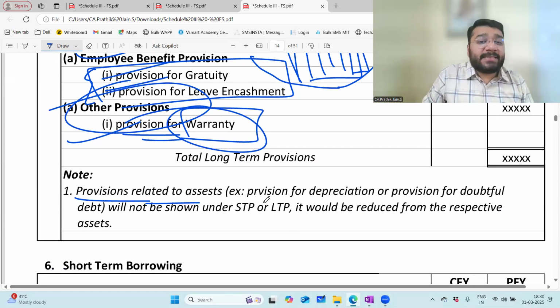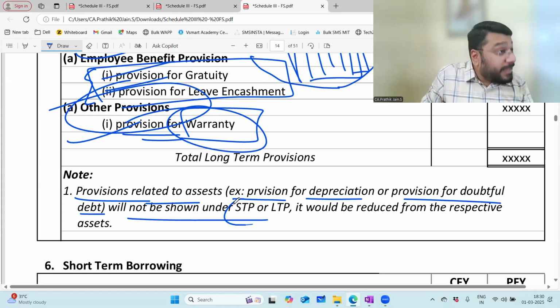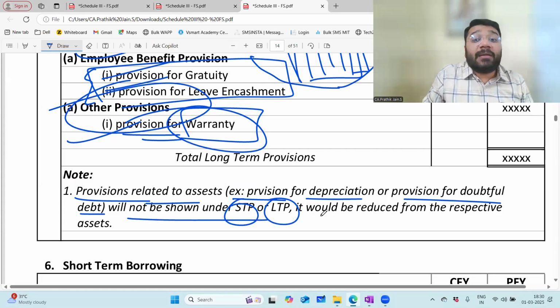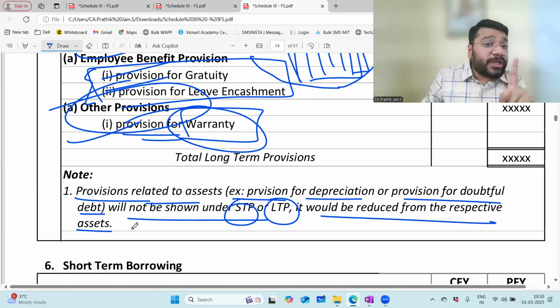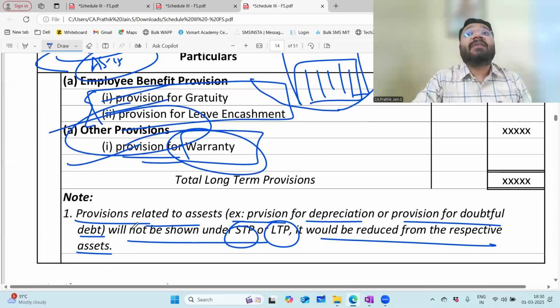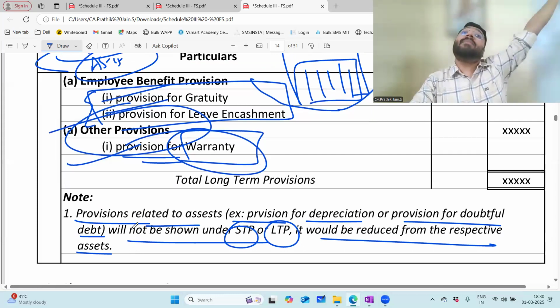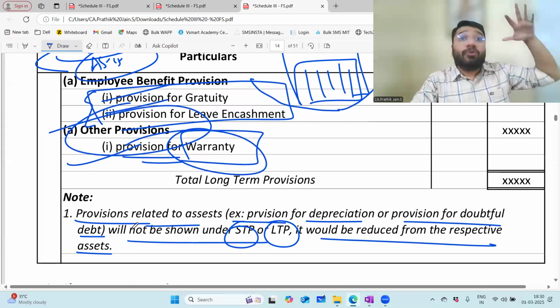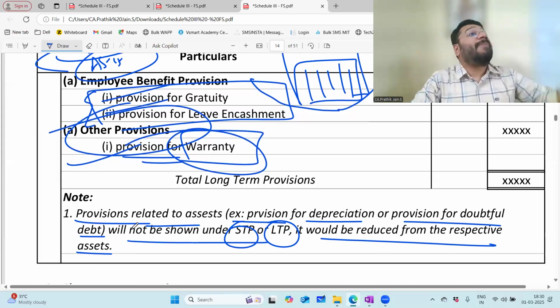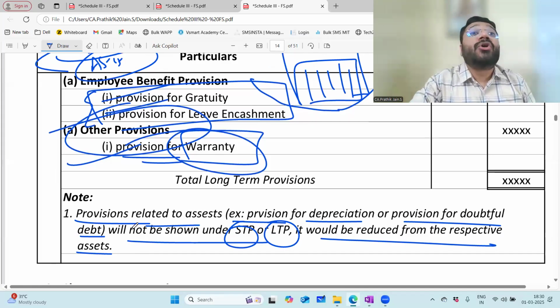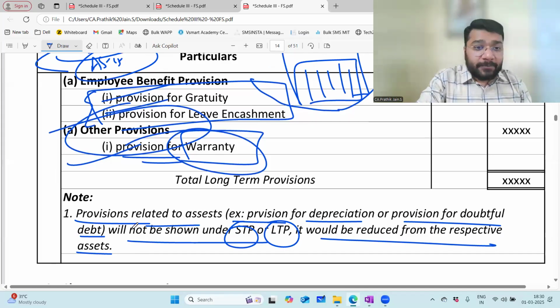Provisions related to assets, for example provision for depreciation or provision for doubtful debts, will not be shown either in short-term provision or long-term provision. They will be reduced from the respective assets. So here we are talking about only those provisions which have to be paid in future. That provision alone we are classifying under long-term or short-term. If any provision that we are creating now, where we intend to pay this money beyond the benchmark date, it is long-term. But if I'm creating a provision and I have to make the payment within the next 12 months of the balance sheet date, then that provision becomes your short-term provision. Am I loud and clear?